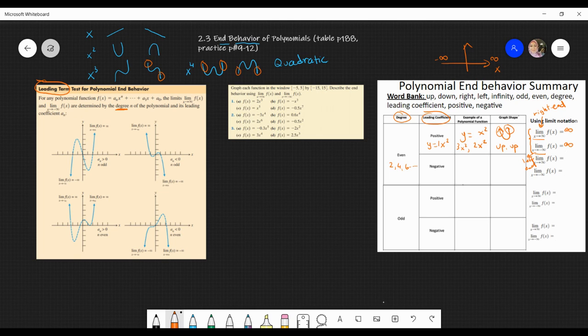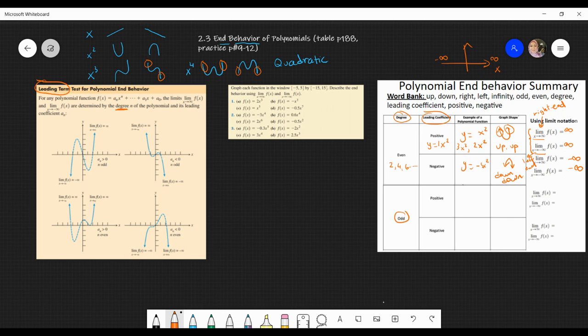If we have a leading coefficient that is negative, like negative 5x squared, how would the parabola look? It will be an upside down parabola, as you know, so it's going to be down, down. And in this case, at both ends, the graph is going to be down.